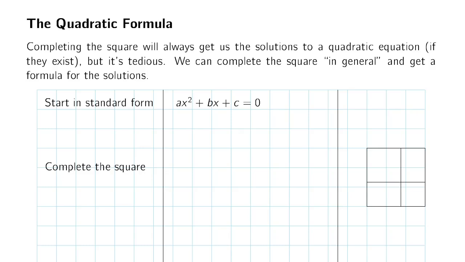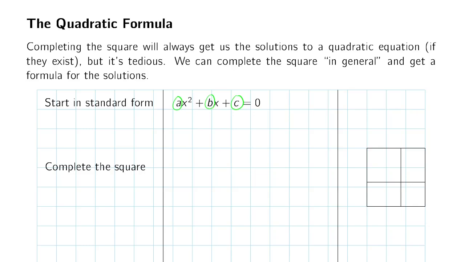We have a generic quadratic equation in standard form. So A, B, and C are the coefficients in this order. And thinking of A, B, and C now as known numbers, we're going to solve this equation by completing the square and see what formula that gives us in terms of A, B, and C for the solutions to an equation like this.